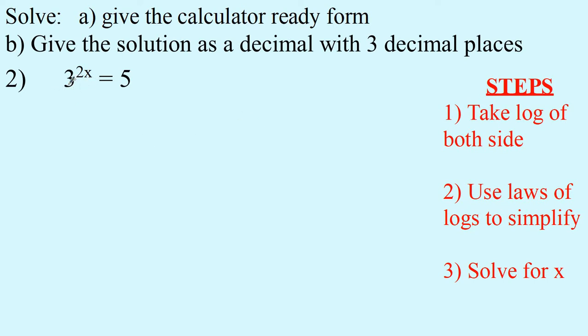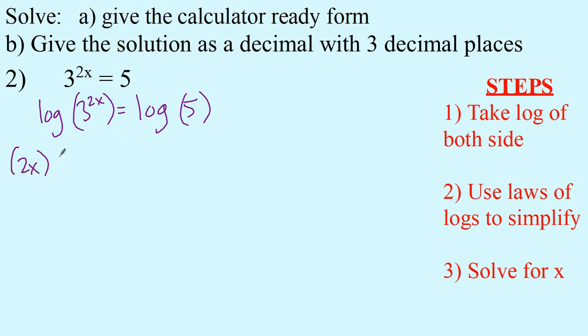So in this problem, 3 and 5 can't be written with the same base. They're not the same powers. So we take the log, and I'm just going to do log base 10 of both sides. Then, using my properties of logs, I'm going to get that x by itself. Notice it's in the exponent, so it now goes in front of the log.